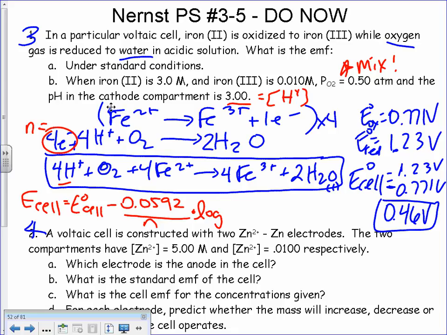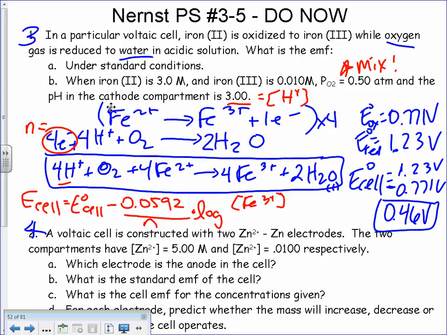Let's go set up Q's expression right now. What is Q's expression? Products over reactants. Actually, can we set up the expression first and then plug in? Give me the expression first, like these. So this will be iron 3 plus.